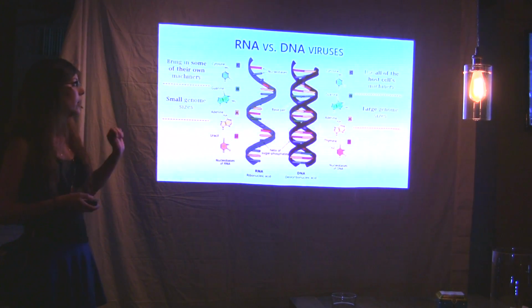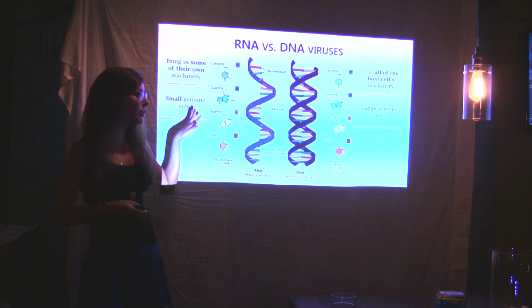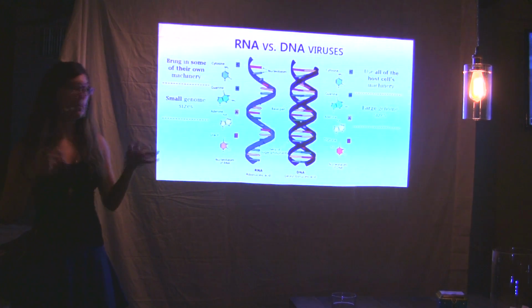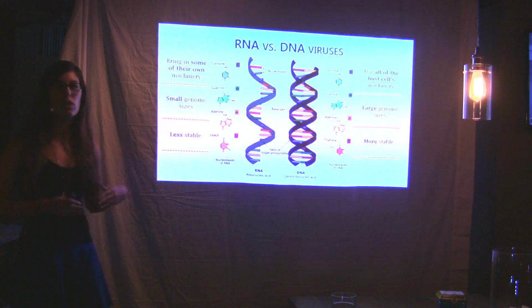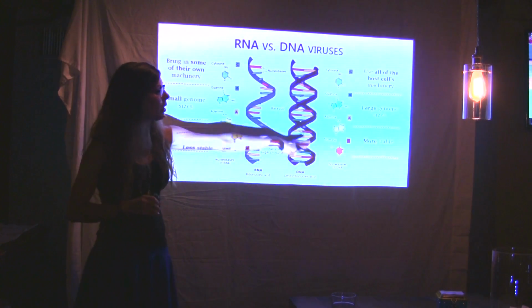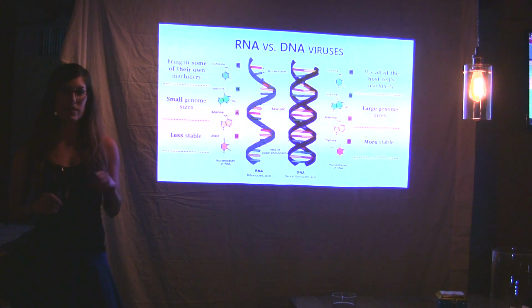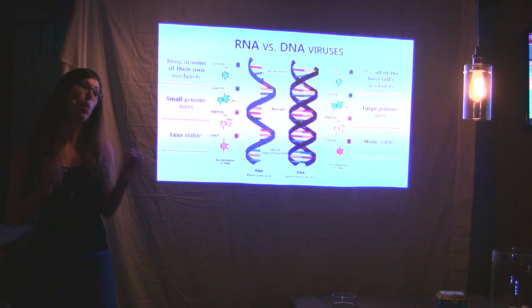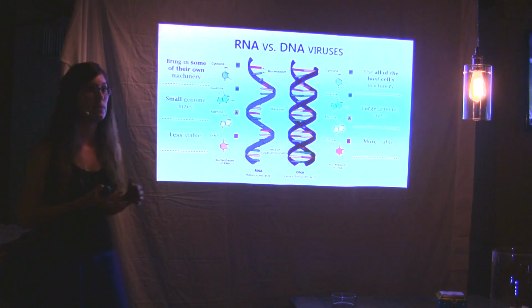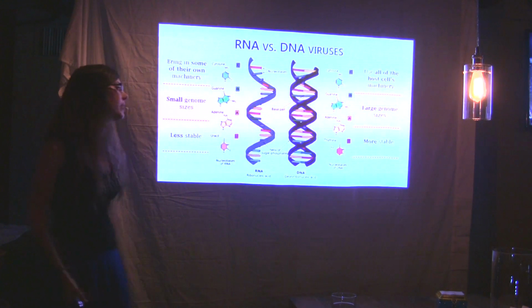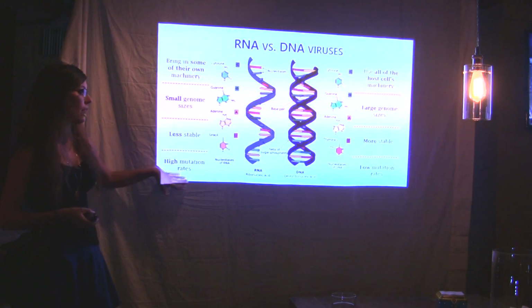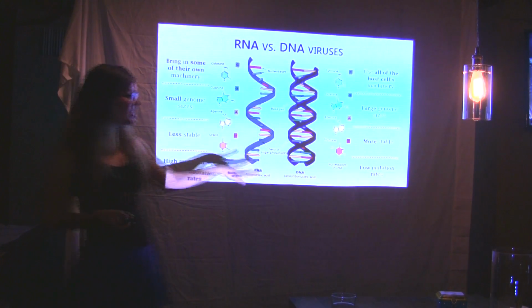In addition to that, RNA viruses typically have small genomes. DNA viruses have larger genomes, and this is mostly based on the fact that RNA is a little less stable than DNA. And that's one of the hypotheses about why humans and all organisms are DNA, and I think one of the largest reasons behind that is because DNA is a lot more stable than RNA. And then finally, RNA viruses have higher mutation rates than DNA viruses.